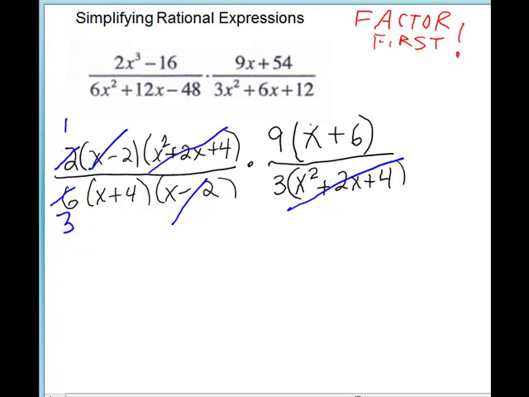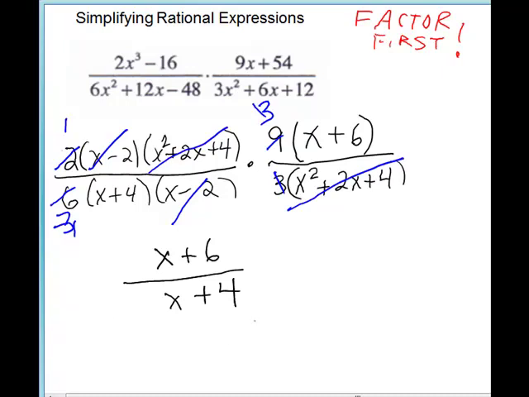I can also go on this diagonal, or I could go vertically. 3 will go into 3 one time, 3 will go into 9 3 times, and my 3's here will actually cancel. So let's see what I do have left. I have nothing in this numerator, so just a 1 times x plus 6. So I have an x plus 6 left. On the denominators, all I have left is x plus 4.